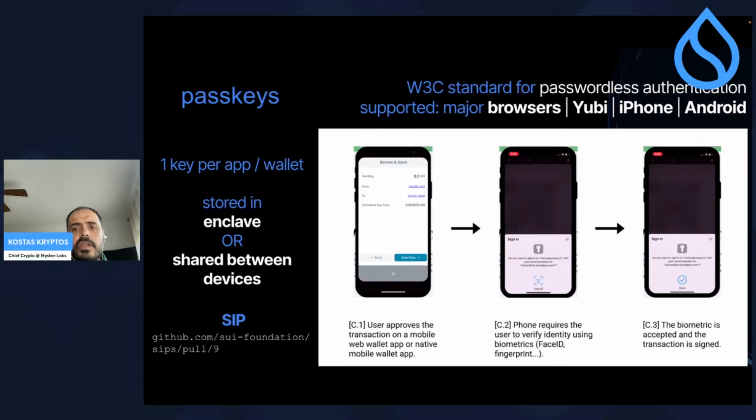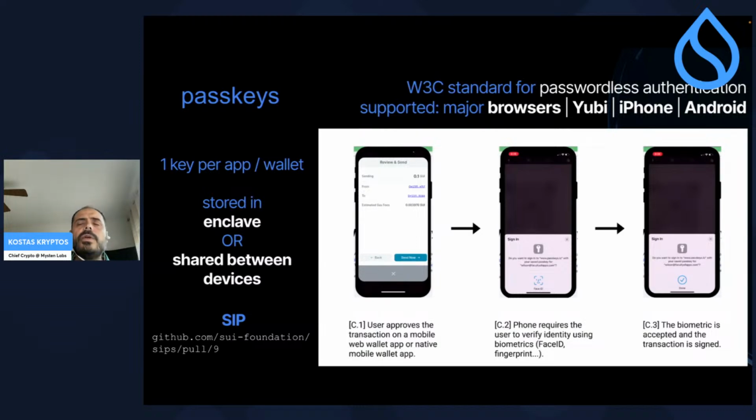So the other thing that you can find, and this is a proposal from K-Class, one of the best SUI developers outside Mysten I've seen, and I'm super happy we have this type of experienced people in the community, is you can use a standard called passkeys. Maybe you've seen it in the news. It's a W3C standard for passwordless authentication in practice, and it's supported by most major browsers, YubiKeys, iPhones, Androids, and so on.